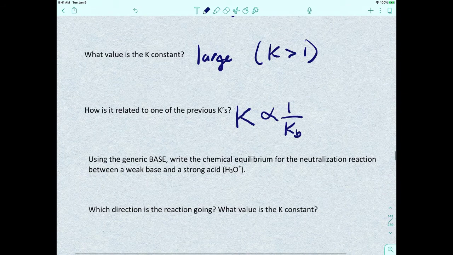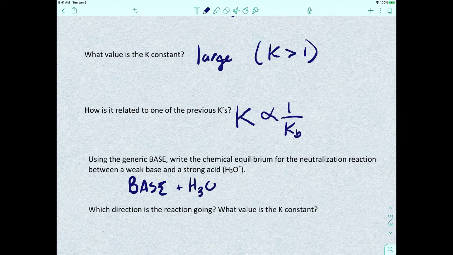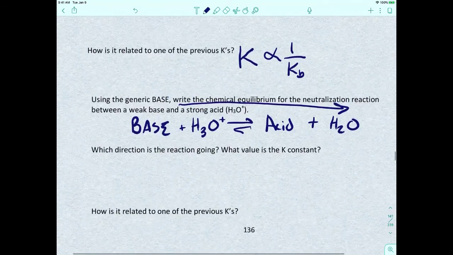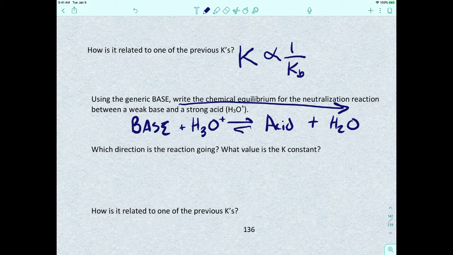All right. Well, what if we go the other way? What if we worked with the generic base and we react that with H3O+? Let's see how that works. The base is going to take a proton from H3O+, so you're going to form an acid, but you're also going to be left with water. Even though an equilibrium will set up here, you're going to favor product formation because you're forming water. So which direction is this reaction going? It's definitely going to the right.